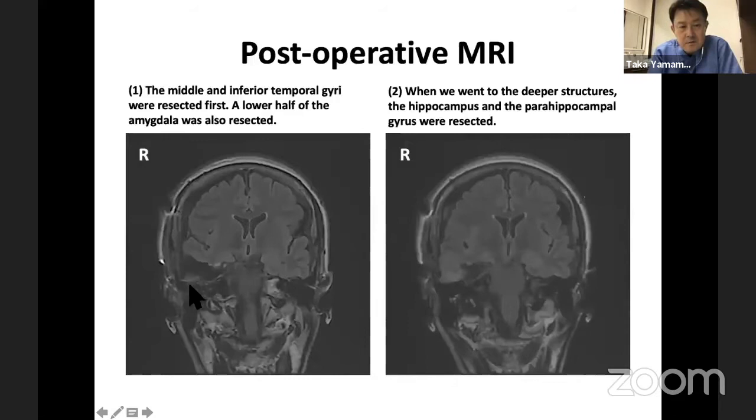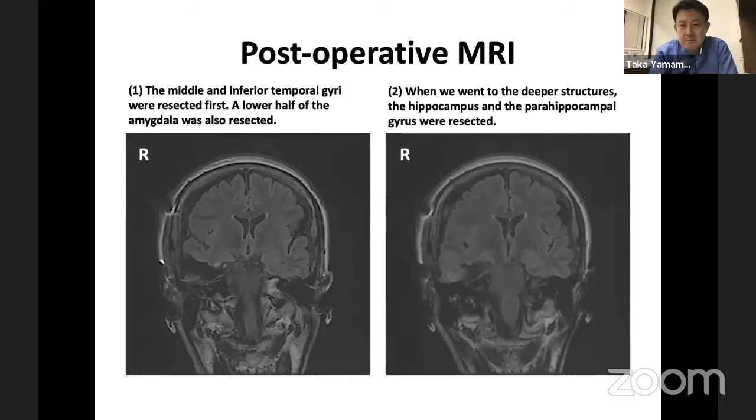So we can see the middle and inferior temporal gyrus resected, and also the lower half of the amygdala resected. And the hippocampus and the parahippocampal gyrus are also resected here. Another patient is seizure-free, and her medication is now, I think, 250 milligrams, the smallest tablet of levetiracetam.